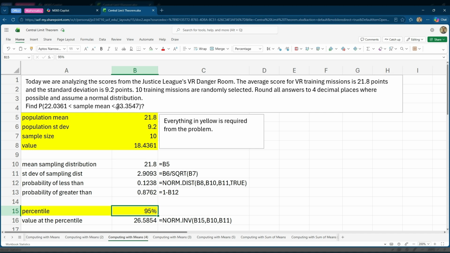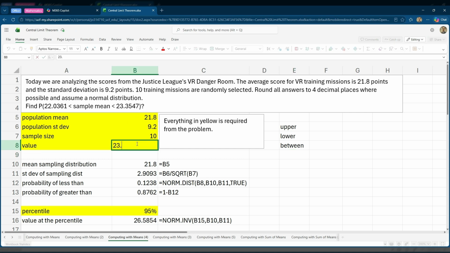All right, moving along. What if we needed to find a between, right? So now I have a value, I have the percentile. It could actually be easier. And again, I do these things a little bit differently every time that I do it. I might have in my calculator a little upper, a little lower, and then a little between guy right here.